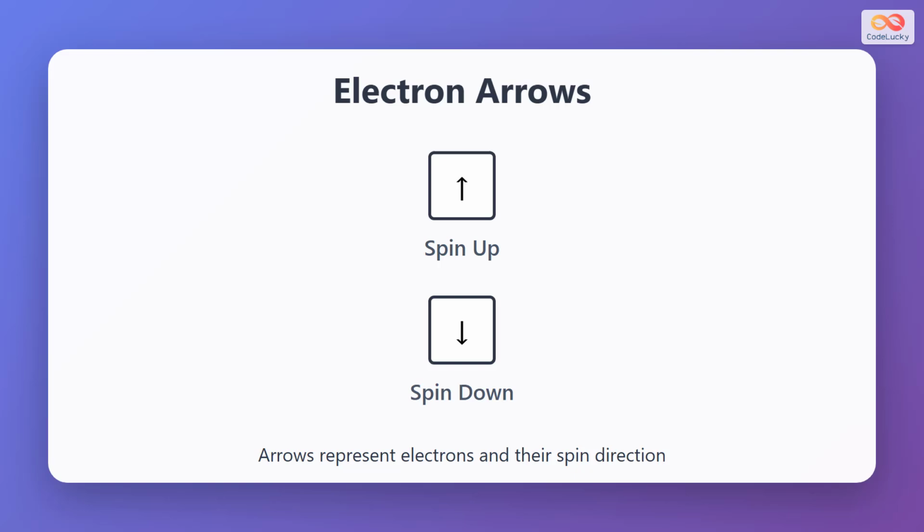We represent electrons using arrows inside the boxes. An upward-pointing arrow represents an electron with spin up, while a downward-pointing arrow represents an electron with spin down. These arrows are more than just symbols. They tell us about a quantum property called spin. Each electron must have either spin up or spin down, and this becomes important when we place multiple electrons in the same orbital.